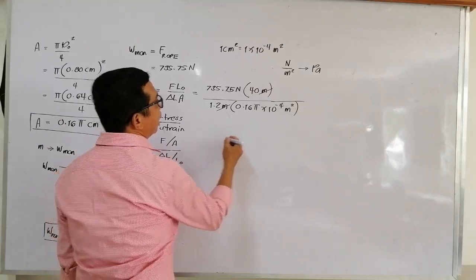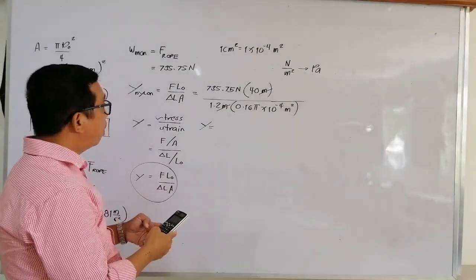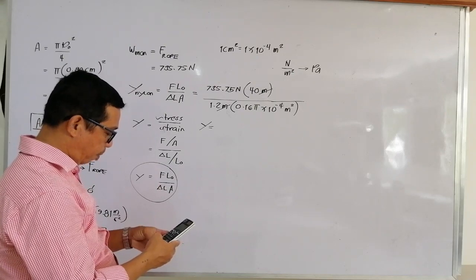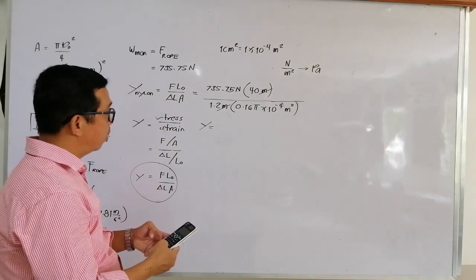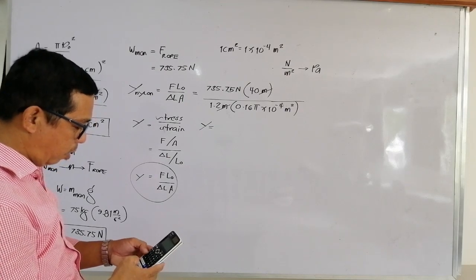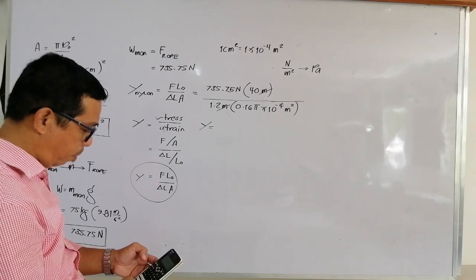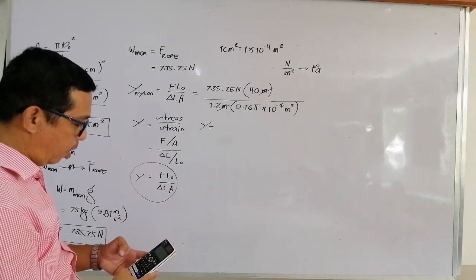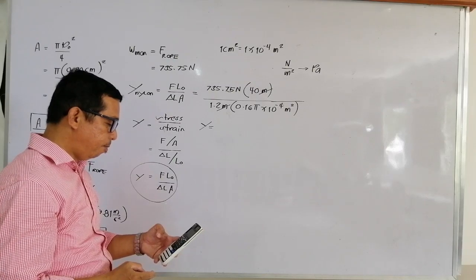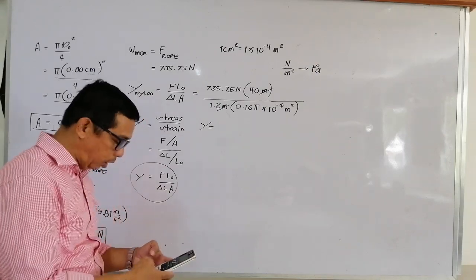So, computation leads us to, your Young's modulus would have to be 735.75 times 40, to be divided by 1.2, still divided by 0.16 times 10 to the negative 4, and still divided by pi. Pascals. Check natin ulit.